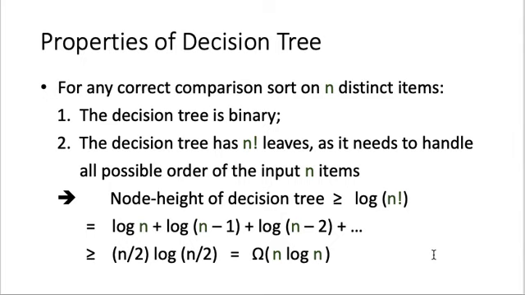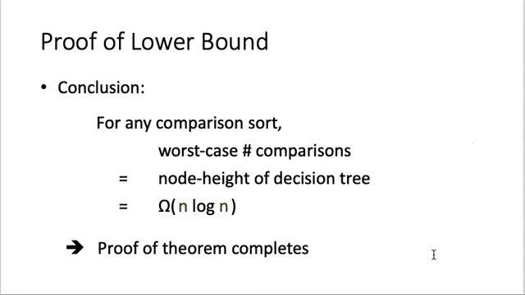So now we know that the height of a decision tree cannot be too small. It is at least n log n. So in that case, for any comparison sort, the worst case number of comparisons, which means the number of decisions or the number of comparisons that we need to make on a certain sorting order, will be equal to the height of the decision tree. And then in the previous slide, we found that it is at least n log n. So the proof of the main theorem of this lecture completes.